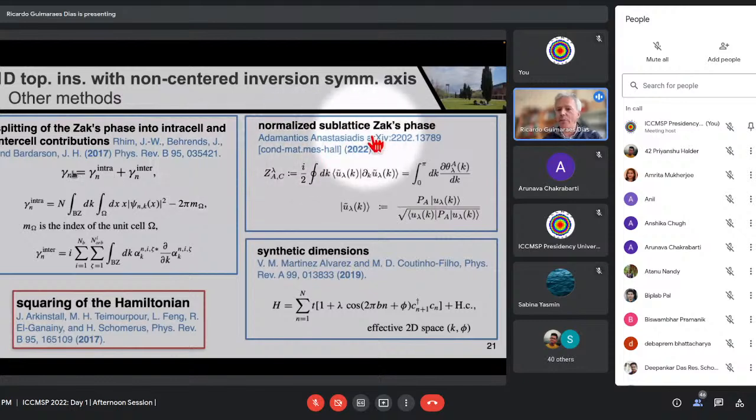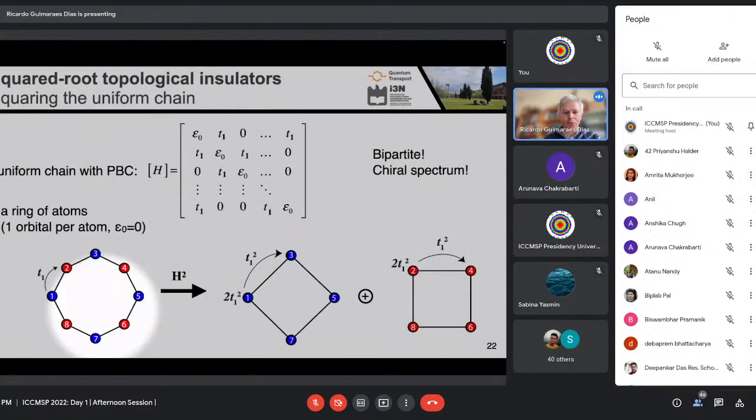This one is a very recent one where you project the Zak space into a particular sublattice. And this one was also very interesting, where you have an artificial dimension. And then instead of calculating the Zak phase, you calculate the Chern number, for instance. But the one that we want to explain today, it's this one. We square the Hamiltonian. Okay, we square the Hamiltonian. So let me show you what this means.